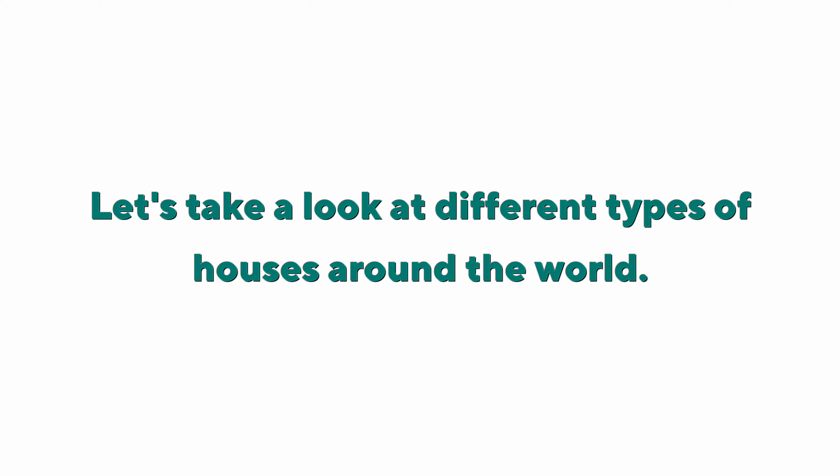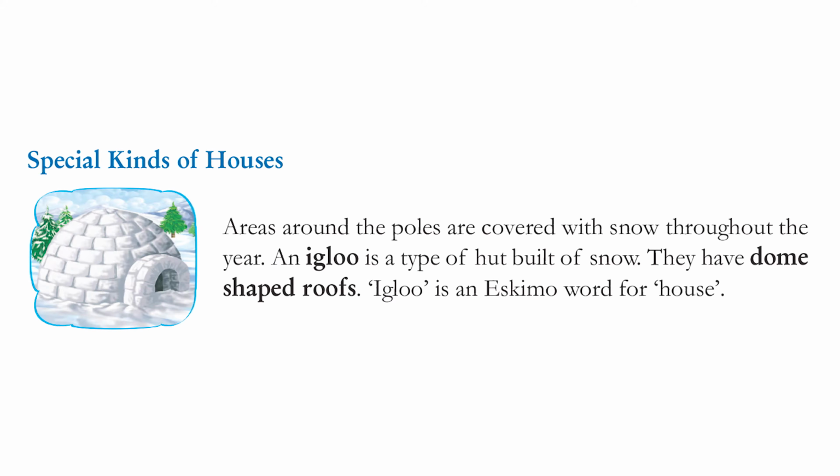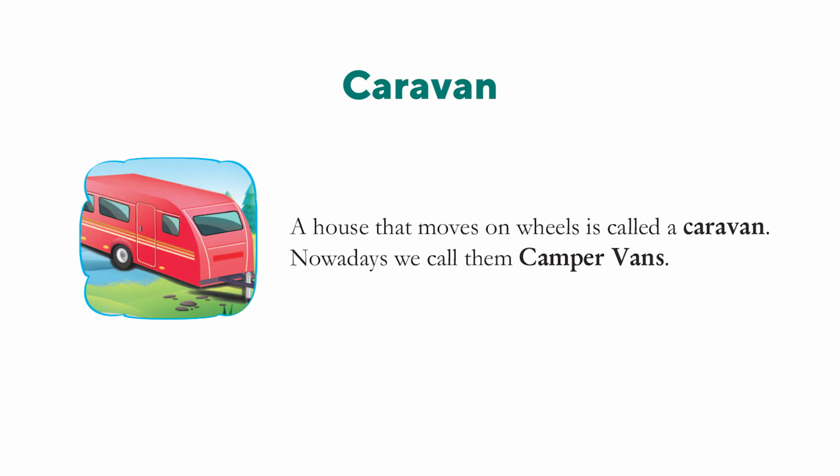You can see them on the screen as I mentioned. The first one is an igloo. I'm sure you all learnt about igloos before, or must have seen them in cartoons. Yes, an igloo is found in the coldest places in the world, mostly the Arctic and Antarctic, and it's a house made of ice. Okay, the second one is caravan houses or camper van houses.